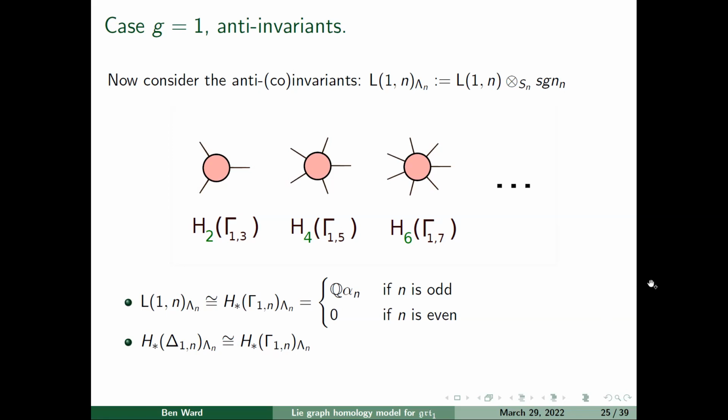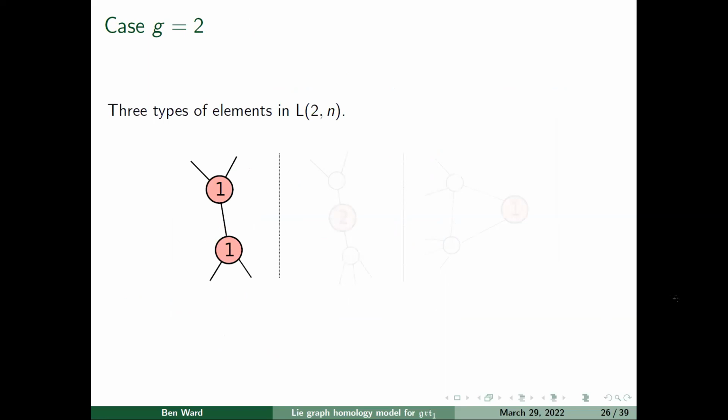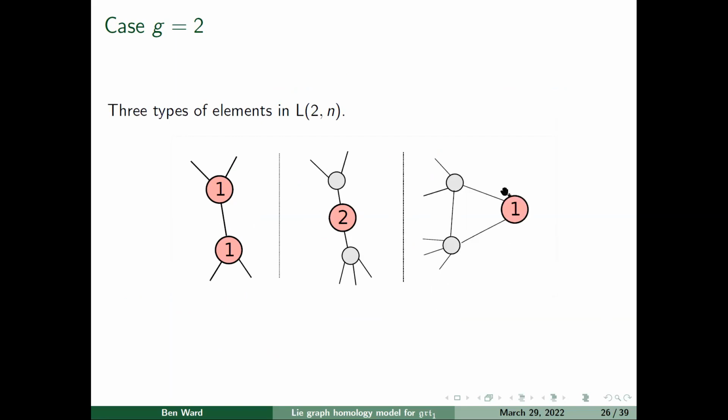So that's for genus 1. That may say something about genus 2. So in genus 2, now remember in genus 1 you had one type of element, just a tree with a distinguished vertex. In genus 2 you have three types of elements, because you could have a tree with two genus 1 vertices, you could have a tree with a genus 2 vertex, or you could have a graph whose Betti number is 1, but whose genus labels add to 1. And that means in particular, there's one with genus 1. Okay, these three types of elements.